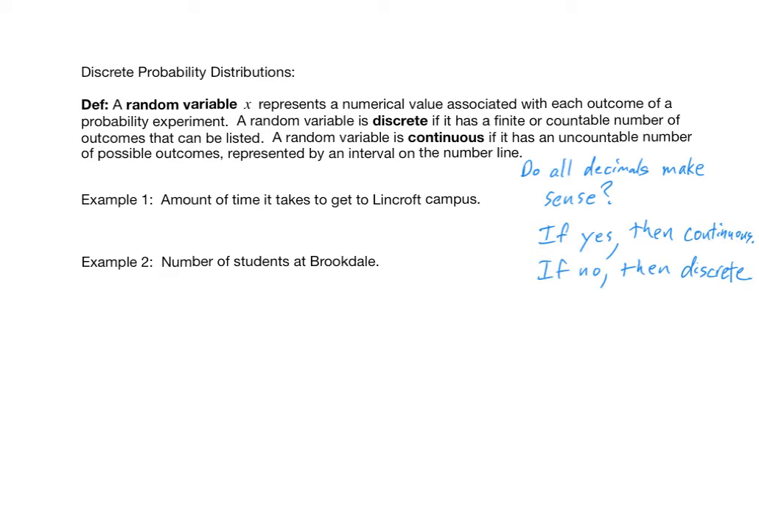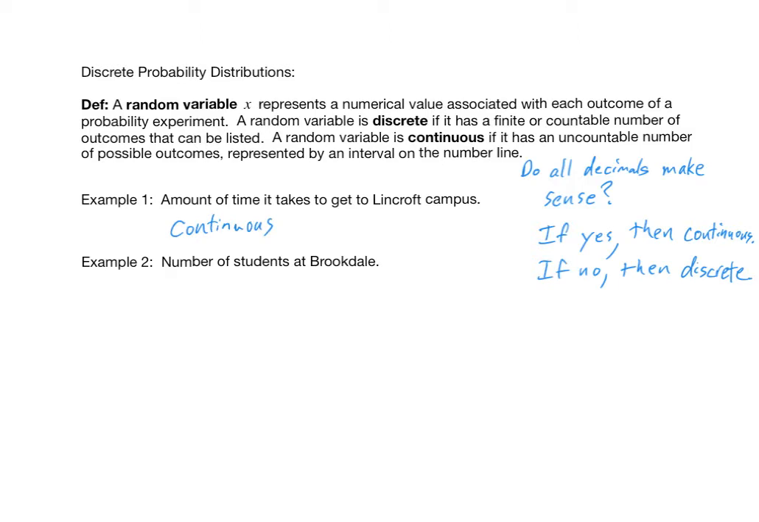So the first one, the amount of time it takes to get to Lincroft campus. Is that a discrete or a continuous variable? Technically, it's continuous. Now, we of course say it takes 26 minutes, 27 minutes, 28 minutes, whatever it might be. But if you were to measure it accurately, it might be 26.38112858 minutes. We just don't measure that accurately when it comes to our commuting times. So technically, decimals do make sense here. Hence, this is a continuous variable.